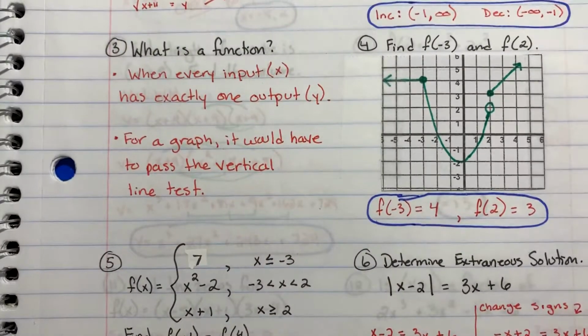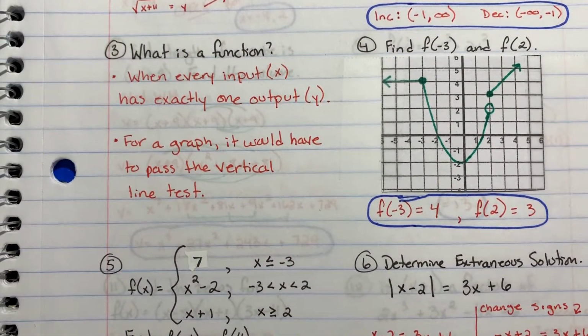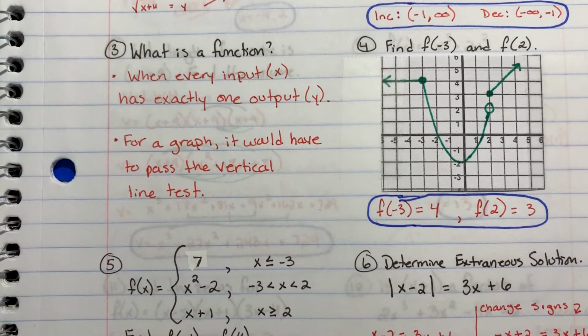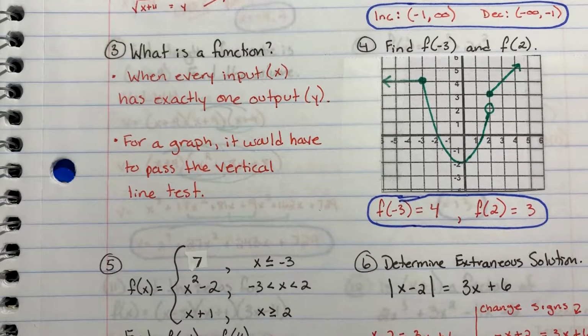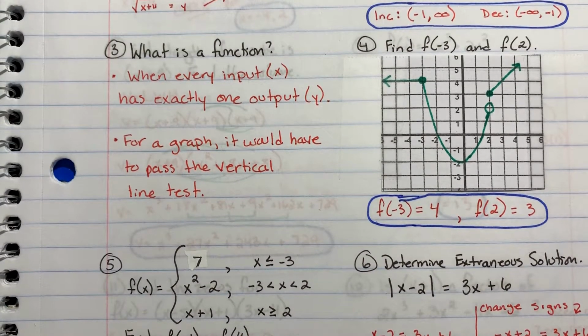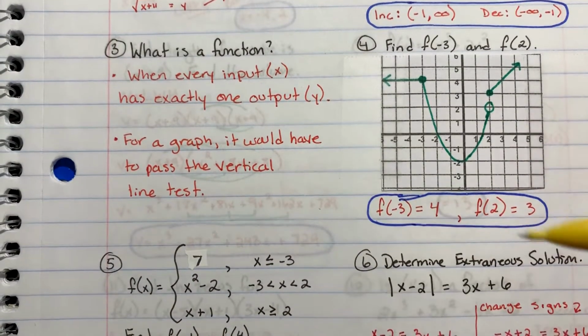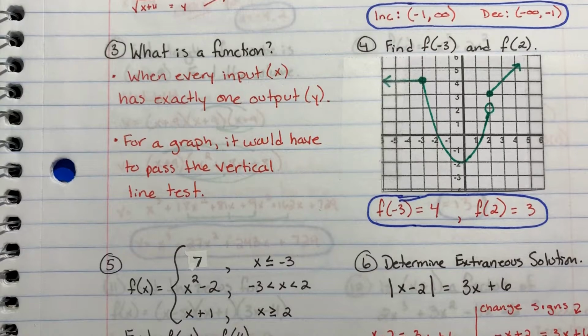Problem 3. What is a function? Well, for every input, you have exactly one output. For the graph, it would pass the vertical line test. If you were to draw a vertical line, it's only allowed to cross through the graph one time. If it hits more than once at a time, then that means that it's not a function.